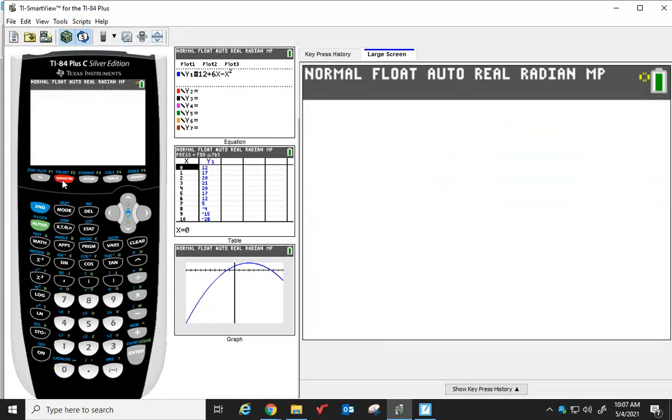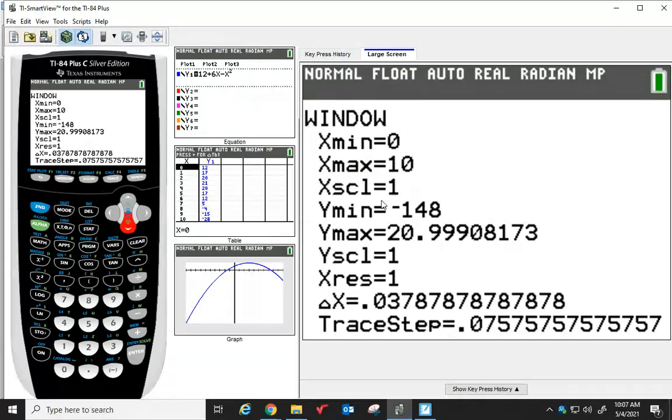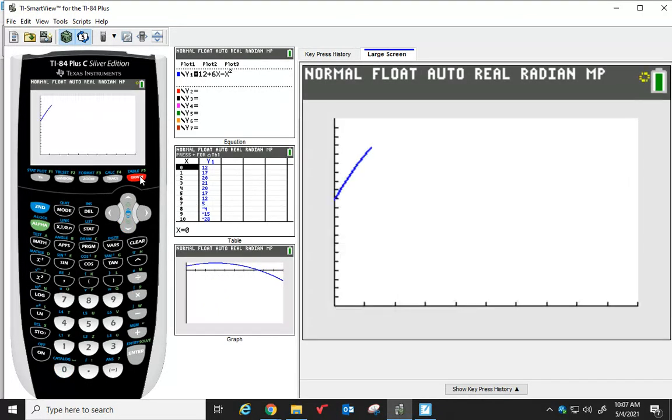So we'll go to window. Okay, x is the time, so we don't want negative time. Let's write down 0 for your minimum time. And your minimum height above the ground should just be 0. Okay, let's see what this looks like. Is this any better?